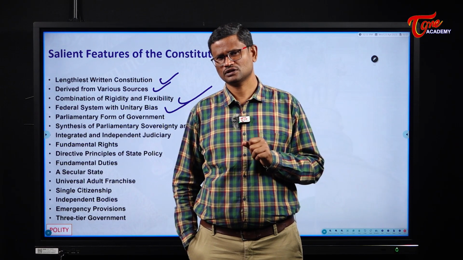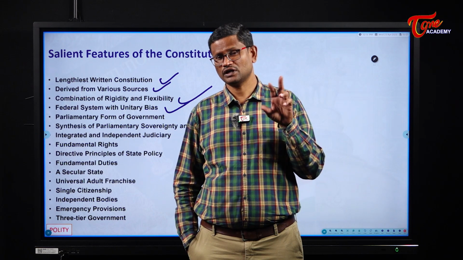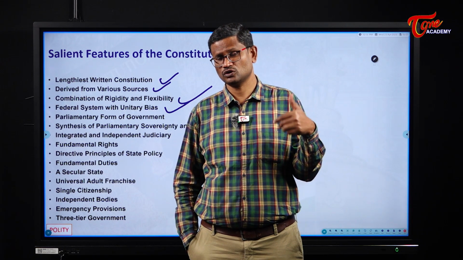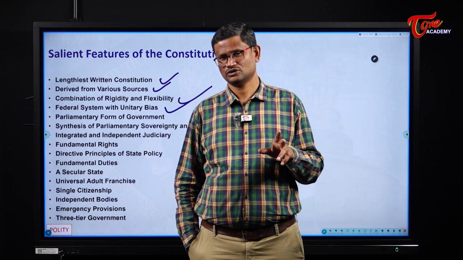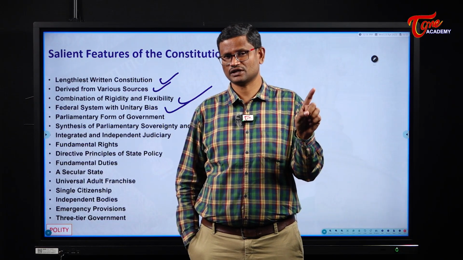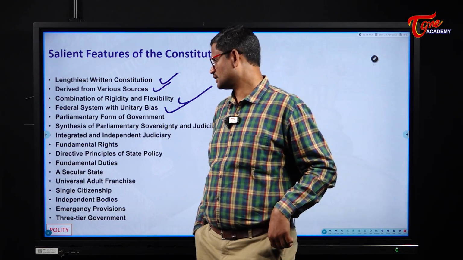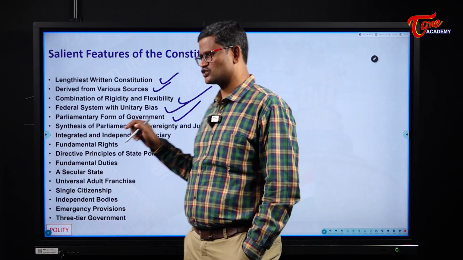The union government controls financial resources. The union government can make laws on the subjects in the state list not only during national emergency but even in normal times. And this makes the central government strong, and we need a strong central government to keep the country united. Then the next one, parliamentary form of government. This I have already explained.